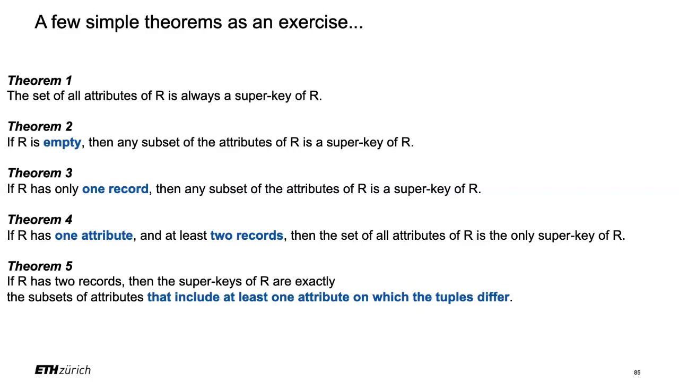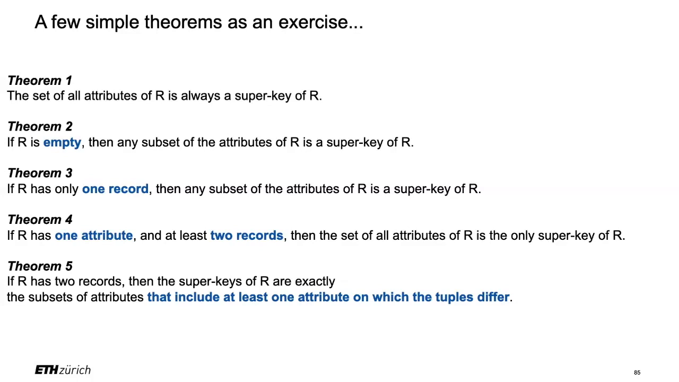Then let's look at the table, theorem 4. One attribute, two records. So we have one column and two rows. Then the set of all attributes of R is the only superkey of R, right? So it's obviously a superkey. The set of all attributes is always a superkey, that's theorem 1, but it's the only one. What would be the other set of attributes? That would be the empty set, right? But since we have two records, the empty set is not enough to know which record it is.